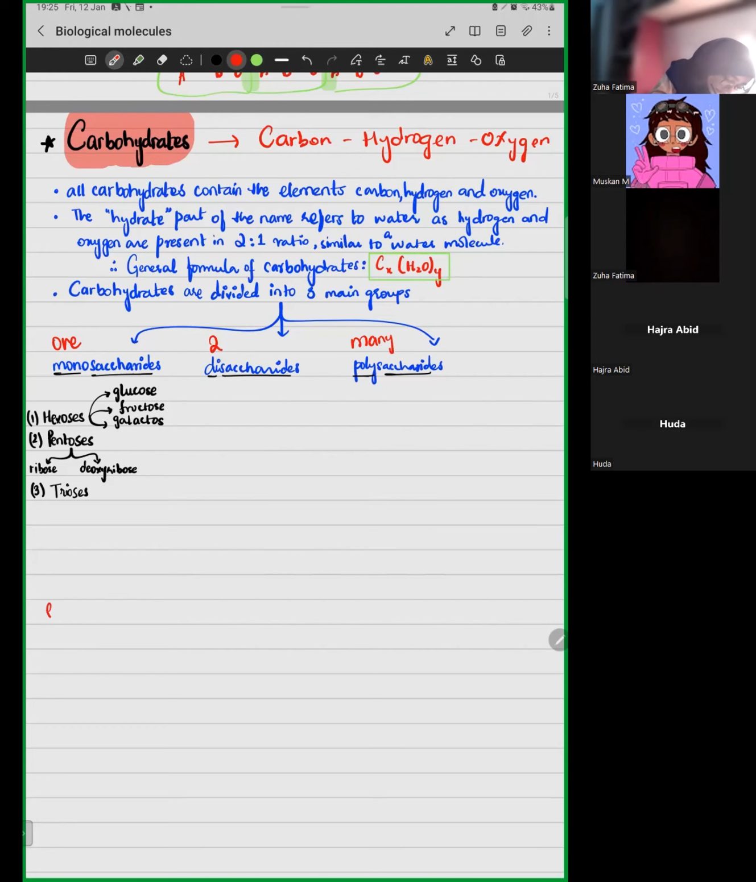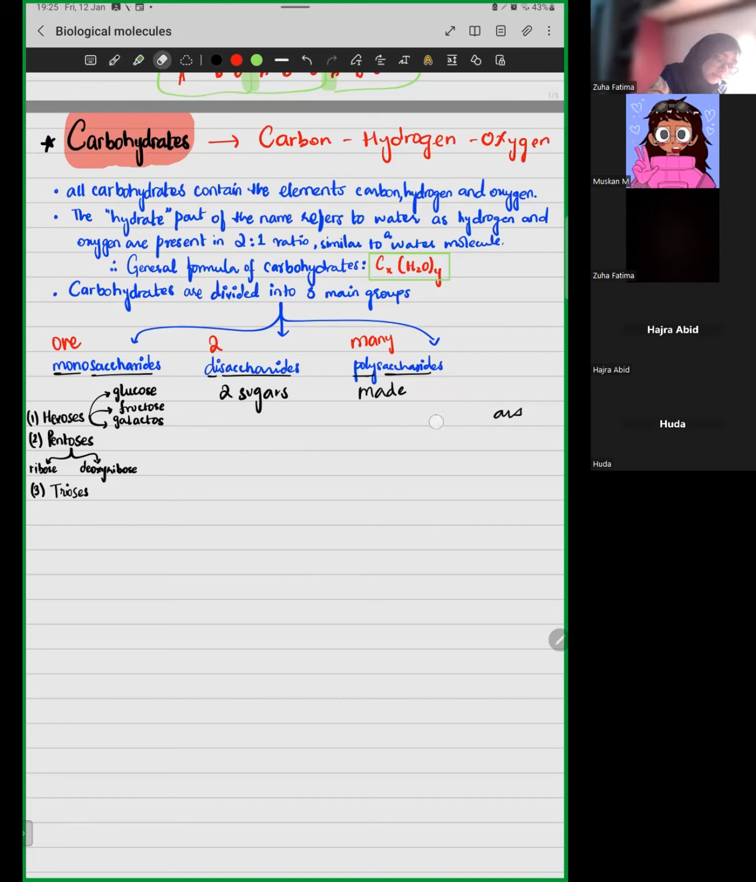Saccharide is basically sugar, or something sweet. That is where the word saccharide comes from. It means sugar or a sweet molecule. Now, looking at these words: monosaccharide means made up of one sugar, disaccharide means made up of two sugars, and polysaccharide means made up of many sugars. That is a very simple understanding of all these three categories.